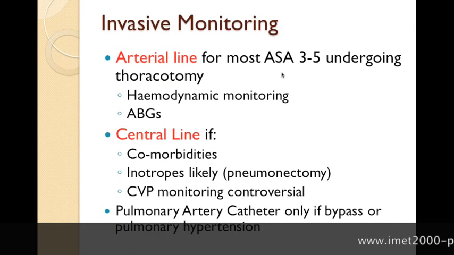Lines. The lines for most of these procedures are similar. For most ASA 3 to 5 patients undergoing thoracotomy, we would put in an arterial line for both hemodynamic monitoring and blood gases. Generally, if they're ASA 1 and 2 and they're just having a thoracoscopic procedure in the hands of a good surgeon, we don't always put an arterial line in. But if your surgeons are not doing it that frequently, and the case is going to take more than a couple of hours, or we don't do thoracic operations very often, I think an arterial line is very helpful for guiding ventilation, monitoring blood pressure, and gases.